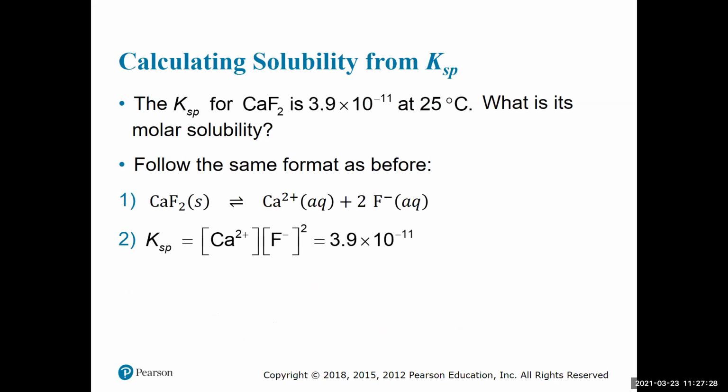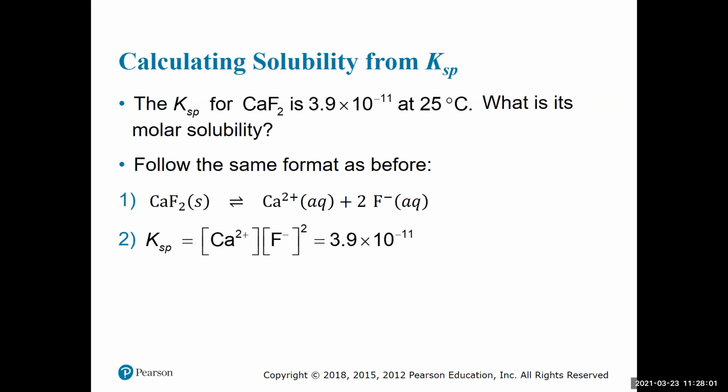So let's take a look at calculating some solubility information from a KSP value. In this case, we have calcium fluoride, and we're told that the KSP value is 3.9 times 10 to the minus 11. Right now, if I look at that and I see 3.9 times 10 to the minus 11, I say, boy, that doesn't dissociate much, okay? Because 10 to the minus 11 is a pretty little number. But we'll go ahead and write this out.